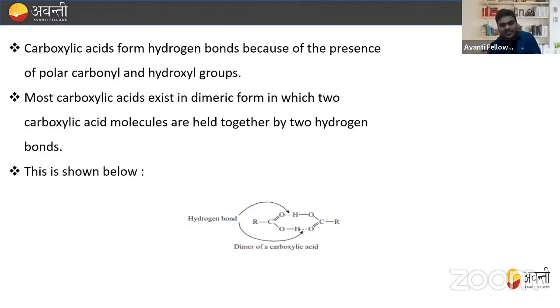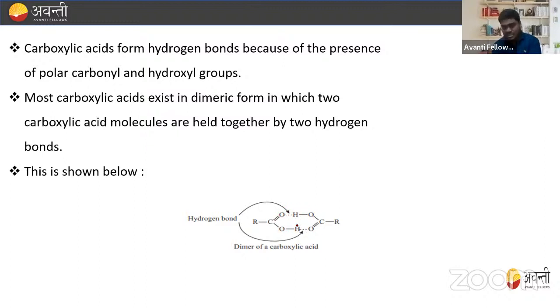Now, carboxylic acids form hydrogen bonds because of the presence of the polar carbonyl and hydroxyl groups. Most carboxylic acids exist in dimeric form, in which two carboxylic acid molecules are held together by two hydrogen bonds, as shown in the figure. So here we have a hydrogen bond, and this is a dimer of carboxylic acid like RCOOH.